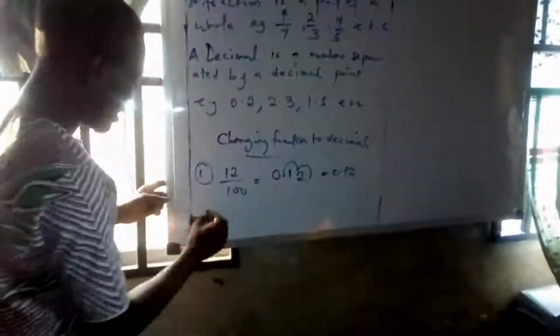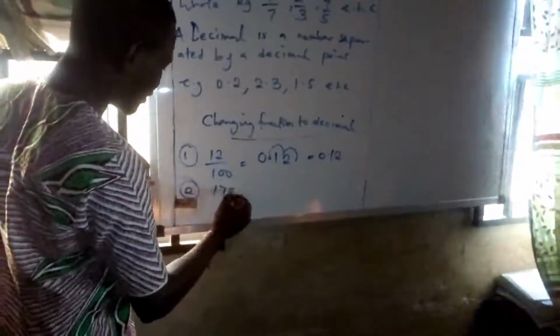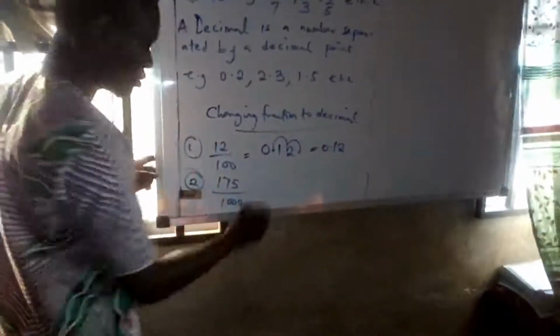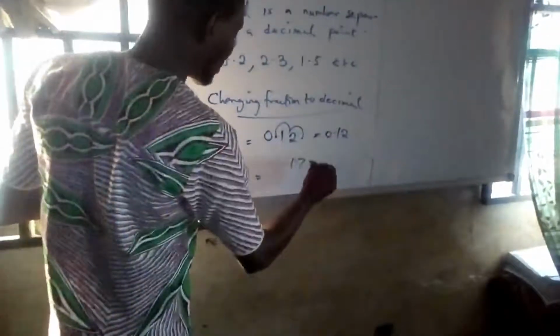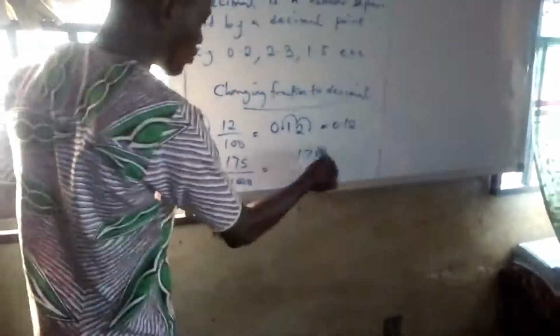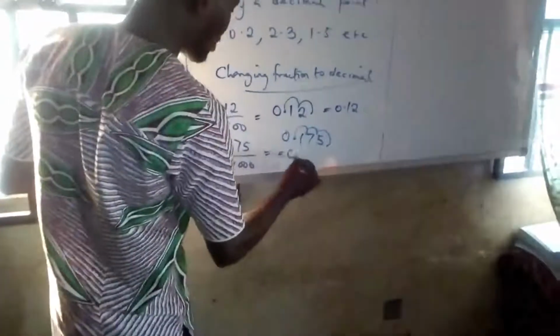Another example is 175/1000. In that case I have 175, so I'm moving back 1, 2, 3 times. Here I put my decimal point. I have 0.175. Simple as that.